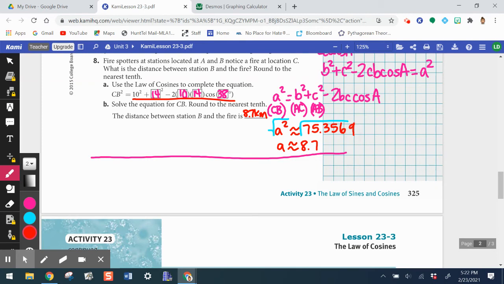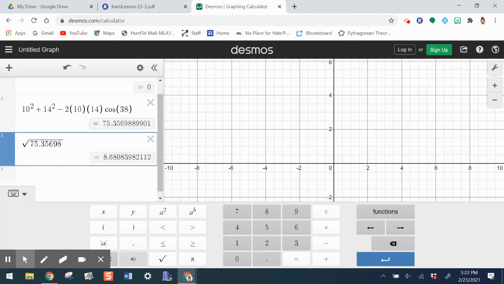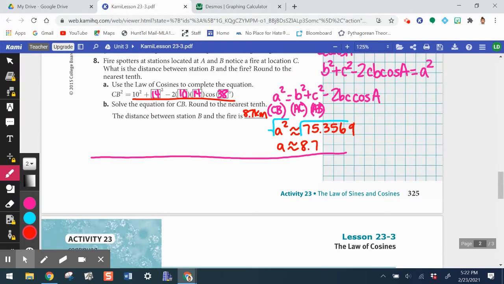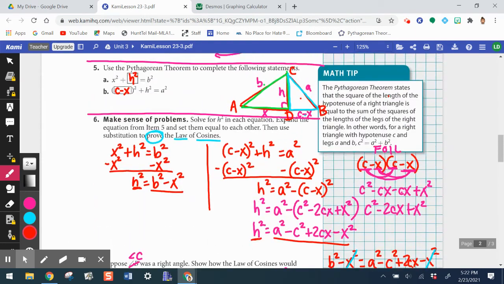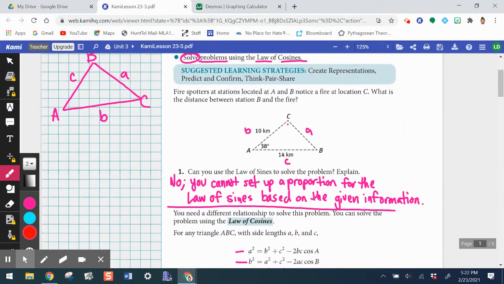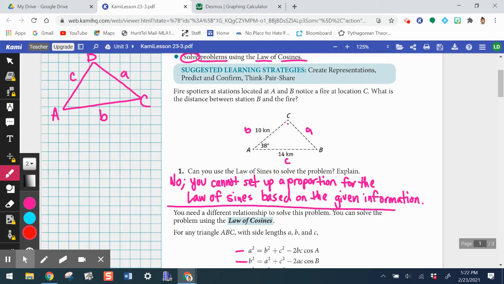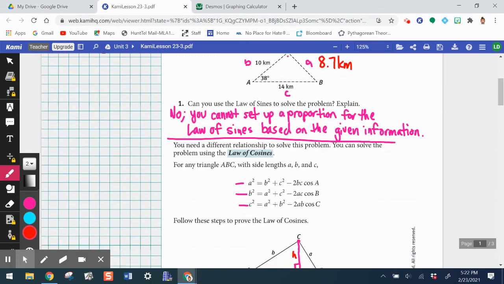And the last thing we need to do to solve for a is take the square root of both sides, which I did here. The square root of 75.35698 is 8.68, and they tell us to round to the nearest tenth, and the 6 is in the tenths place, so the 8 will tell the 6 to round up to 7. So based on the given information, which let's recall, we had an angle measure and 2 adjacent sides to that angle measure, we were able to find the length of the opposite side of the angle that's given, which is 8.7 kilometers, using the law of cosines.